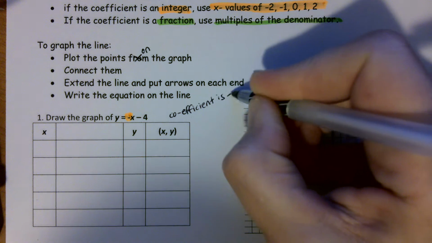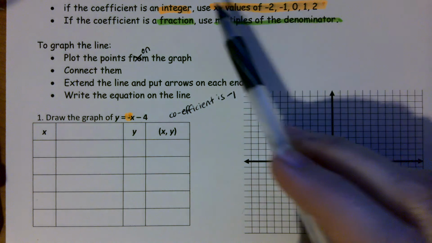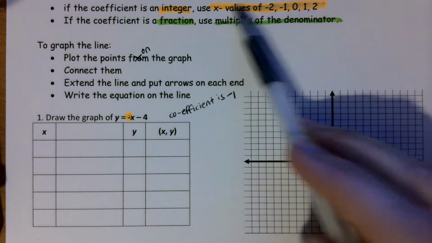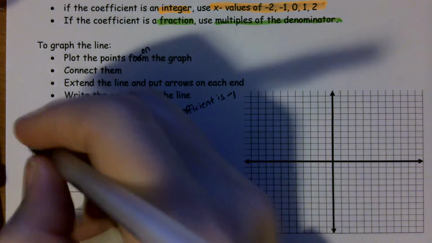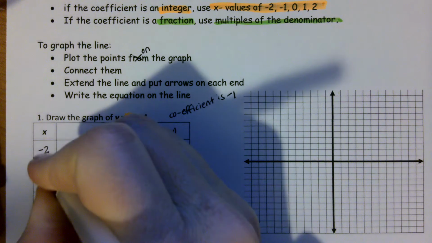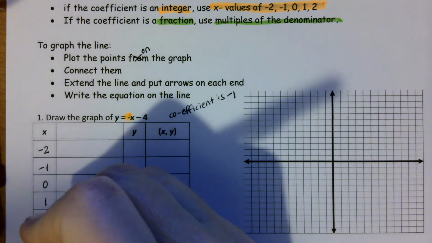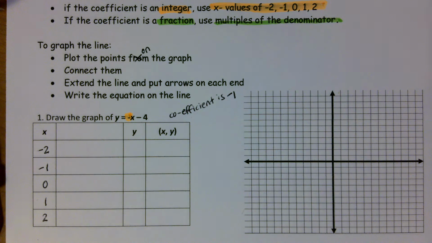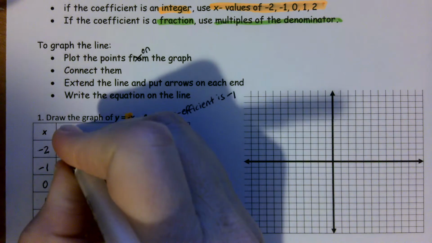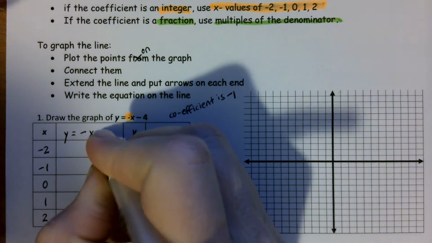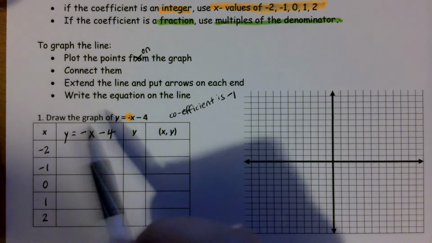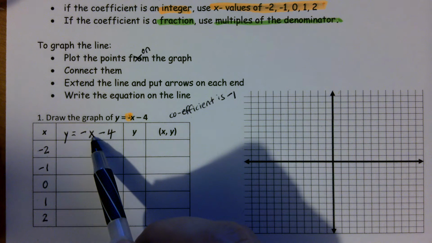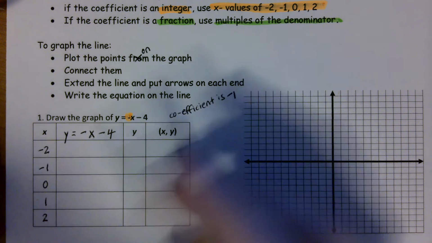So the coefficient is -1. And I look and I say, well, that's an integer, so I'm going to use x values of -2, -1, 0, 1, and 2. And I'll write this in my table. Now I have to find out how to get the y values, how to get the output. Well, I know my equation is y equals -x minus 4. So what I'm going to do is take that x value and replace the variable x with that value.